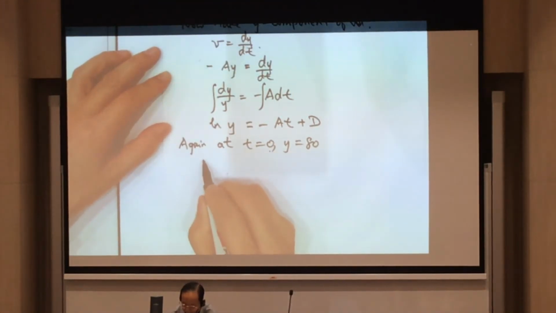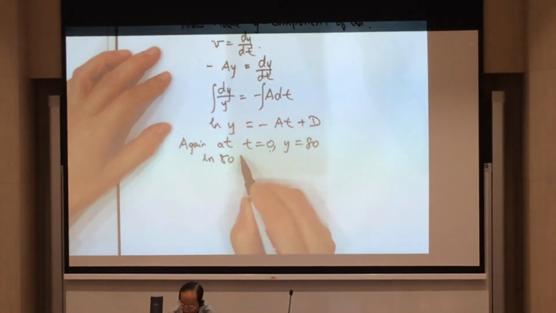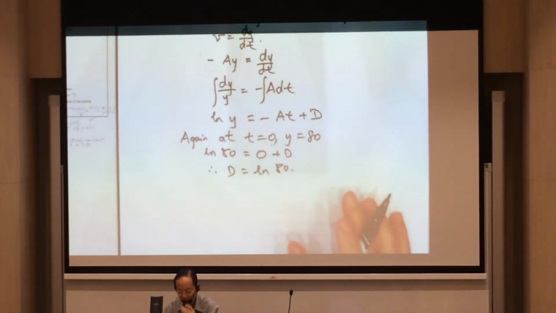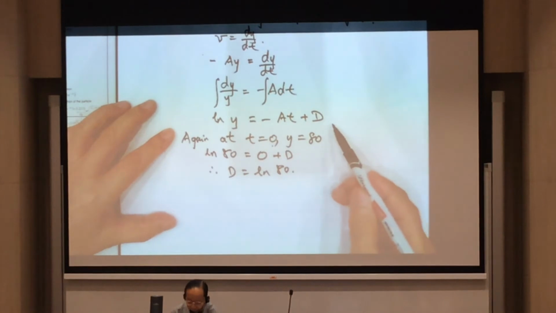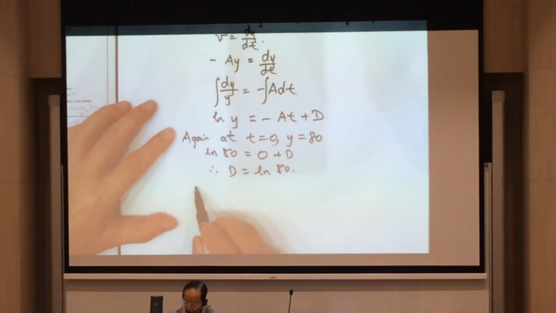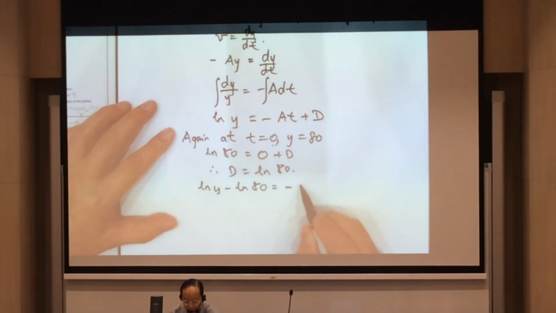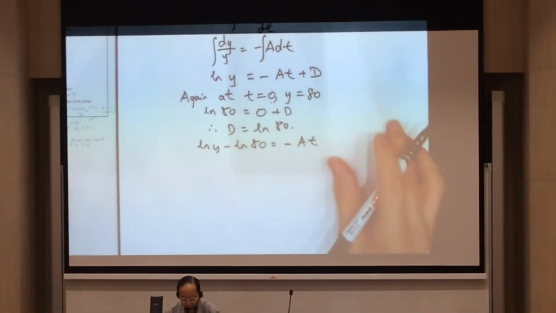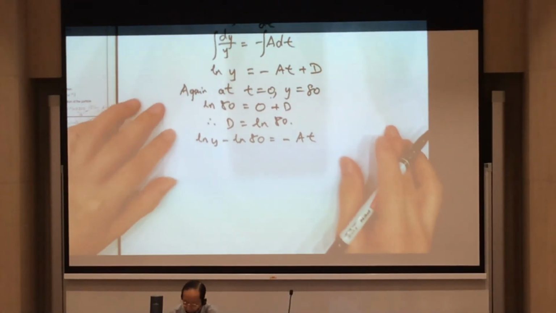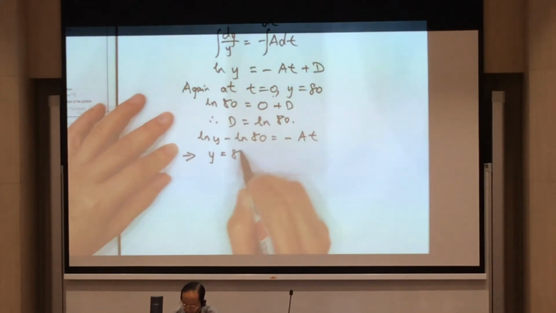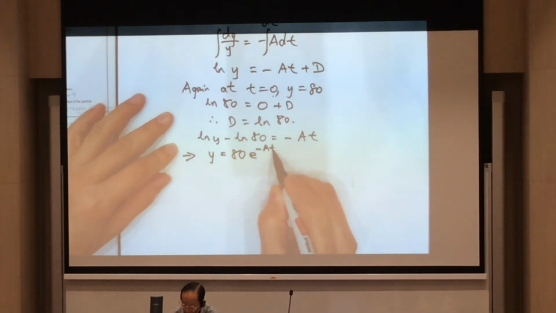So in this case, you have log 80, that's log y, equals, at time t equals 0, left hand side is 0, plus d. Therefore, d is equal to log 80. So substitute d equals log 80 back into the equation at the top. You get log y minus log 80 equals minus at. Then, in a similar manner as before, eventually you will get y is equal to 80 e to the power minus at.